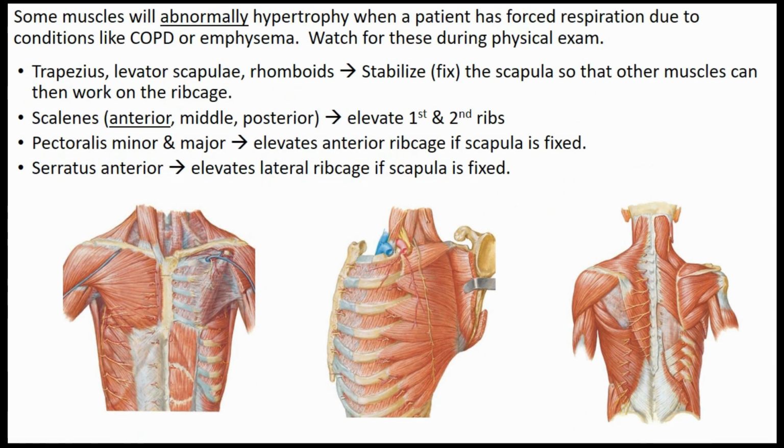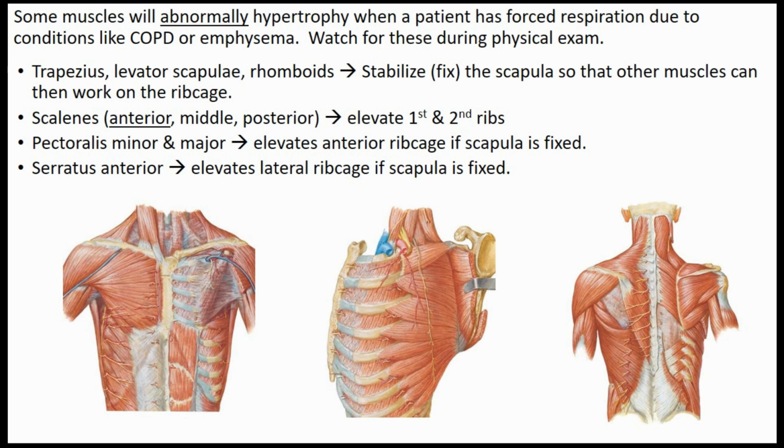When someone has long-standing respiratory problems like COPD or emphysema, you can actually wind up with hypertrophy or overgrowth of some of these accessory muscles of respiration. Now, people with these problems are going to have trouble getting air in and out of their lungs, and so the muscles that move the ribs are going to hypertrophy. Now, the diaphragm might hypertrophy, but we'll never really know because we can't just look at it.